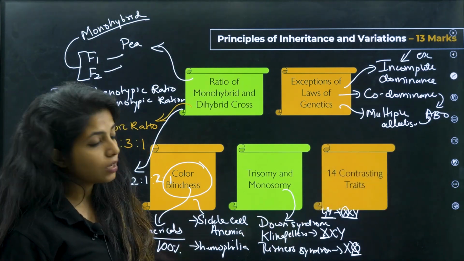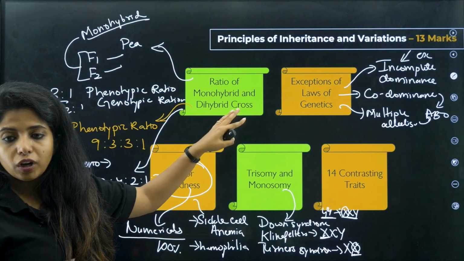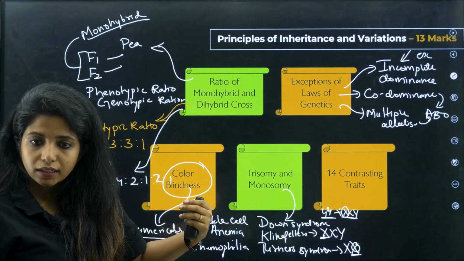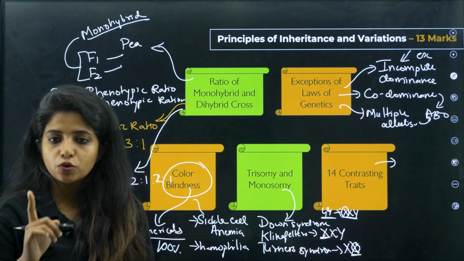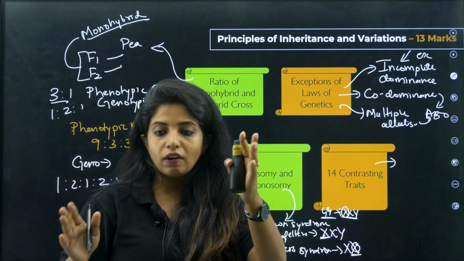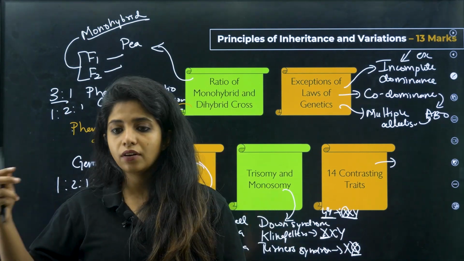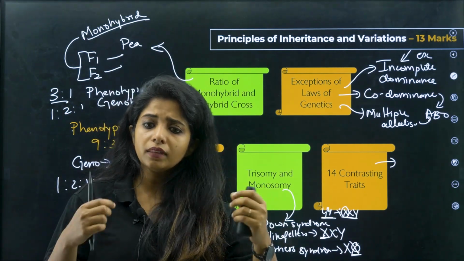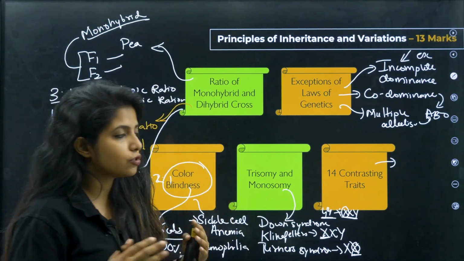Going ahead, what do we have? The seven contrasting traits. For understanding the ratio of the monohybrid cross, you know the pea plant was selected. So you should know the names of all the dominant and the recessive traits which were there. One feature is height, and then you have tall and dwarf. Then for example, seed shape, round and wrinkled, seed color, green and yellow. All the seven pairs of contrasting traits are very much important.